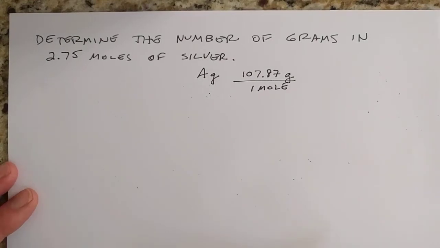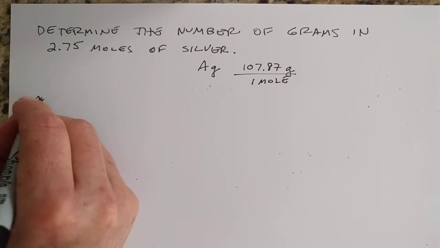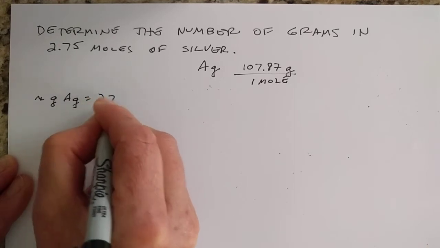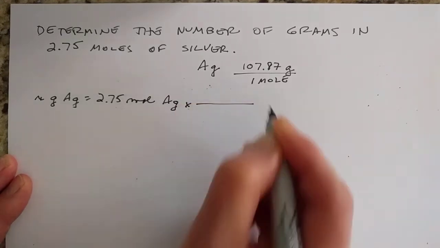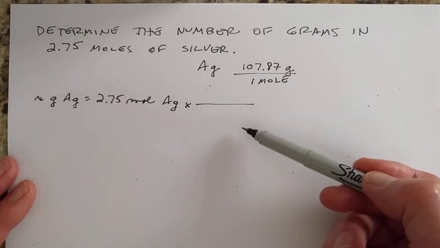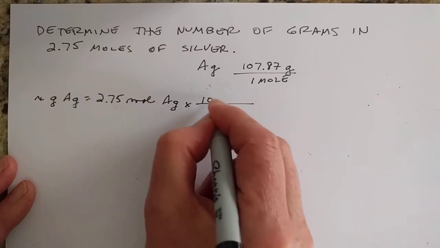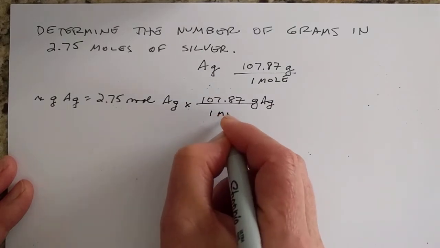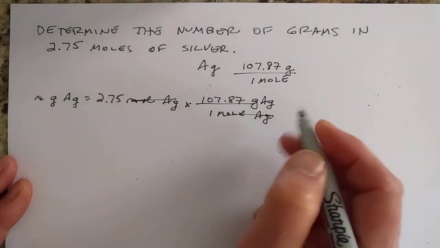Okay, so now let's do our dimensional analysis. So we're interested in the grams, so X grams of Ag equals 2.75 moles of Ag, multiplication sign and crossbar. So now we have moles here. We need to put moles in the denominator to be able to cancel out. So we use our conversion factor just like it is. So 107.87 grams of silver is in 1 mole of silver. Cancel out the moles of silver.